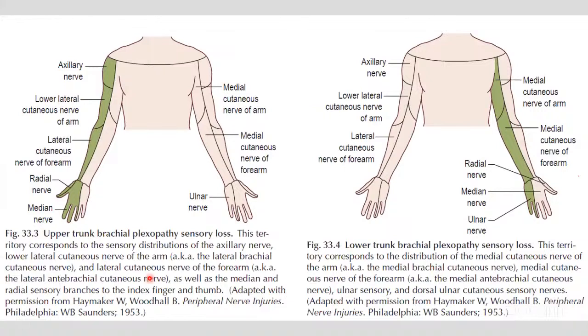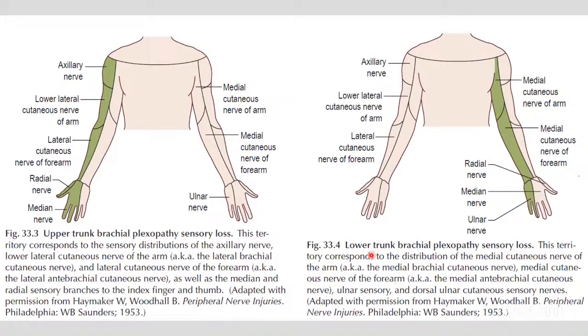A short review on upper trunk brachial plexopathy sensory loss. This will correspond to the sensory distributions of the axillary nerve, the lower lateral cutaneous nerve of the arm, the lateral cutaneous nerve of forearm, the lateral antebrachial cutaneous nerve, as well as the median and radial sensory branches to the index finger and thumb. And the motor weakness will affect almost the whole upper limb: weakness at the shoulder, arm, forearm, and wrist, as well as weakness of the small muscles of the hand.